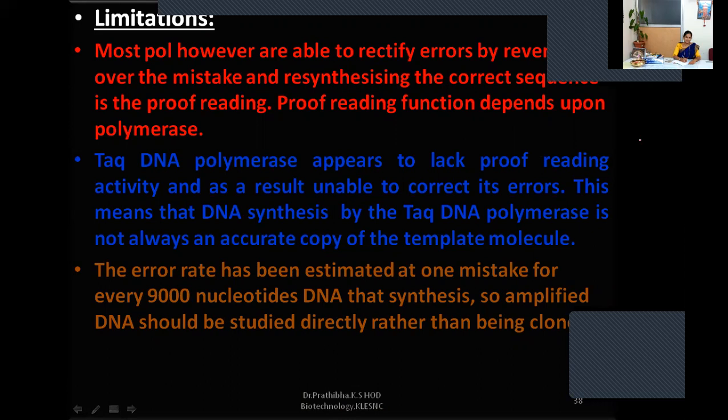That kind of proofreading is not there in this particular Taq DNA polymerase. So the proofreading function depends upon the polymerase. Some may have it or some may not. Taq DNA polymerase appears to lack proofreading activity and as a result is unable to correct its errors. This means that DNA synthesis by the Taq DNA polymerase is not always an accurate copy of the template molecule.